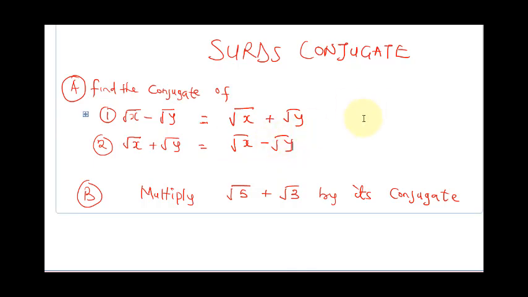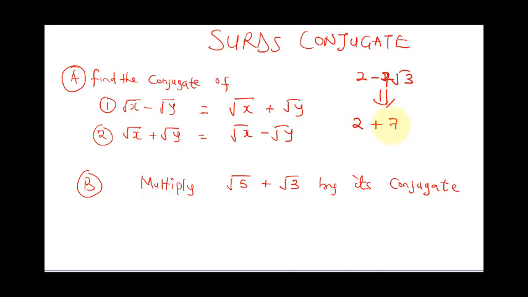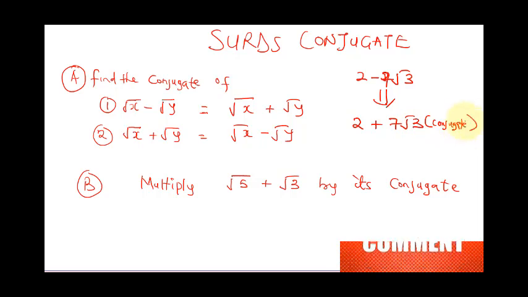Okay, so having understood, maybe we could try one more example, like the conjugate of 2 minus 7 root 3. So the conjugate is going to be 2 plus 7 root 3. So that's the conjugate. Now having understood the concept of conjugate, we can comfortably go into rationalizing of our surd.